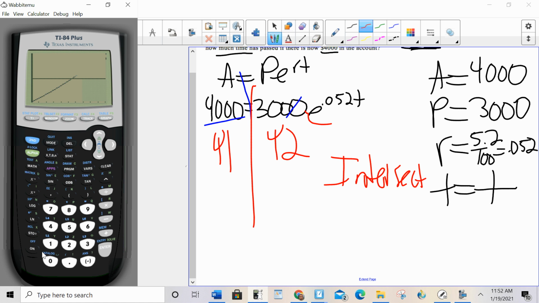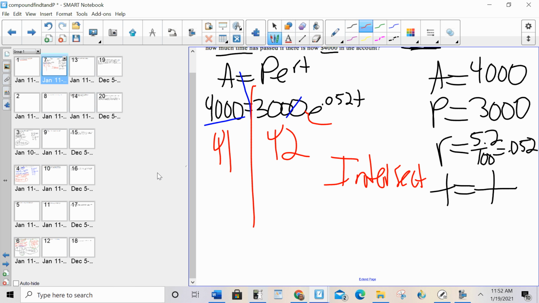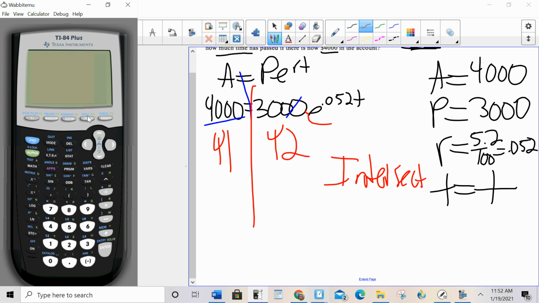Zoom fit looks good. So I hit second trace, option 5, and whoops, I don't know what happened there. Let's try it again. Second trace, option 5. My calculator is being weird. Let me just click off for a moment. Second trace, option 5. Enter, enter, enter. And there's that 5.5 again. And again, with this strategy, it's always the x coordinate that the answer is. And you would get t equals 6.